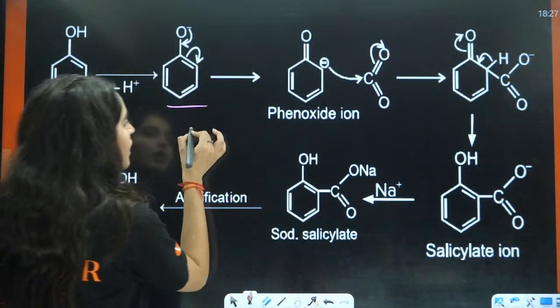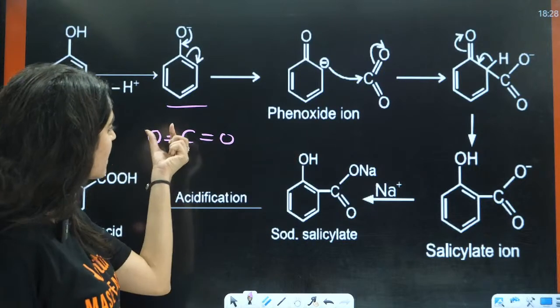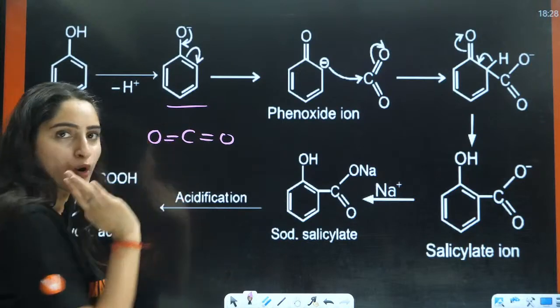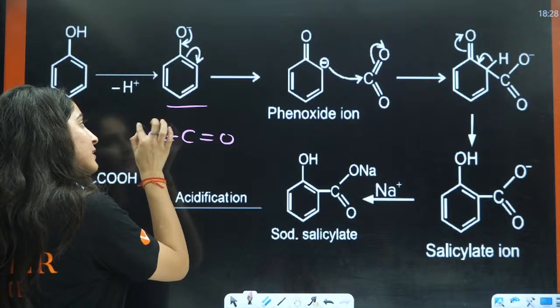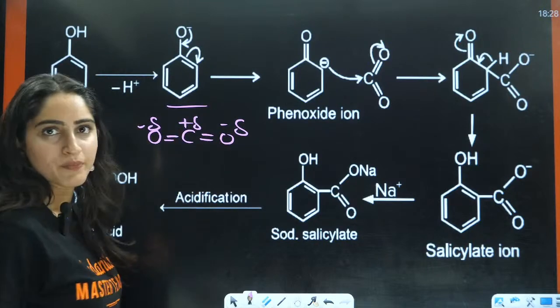And what is the molecule of carbon dioxide like? It has a linear shape, that is CO2, right? It has two double bonds here, right? We know that this oxygen is partially negative, this oxygen is partially negative, and this carbon is partially positive, right?